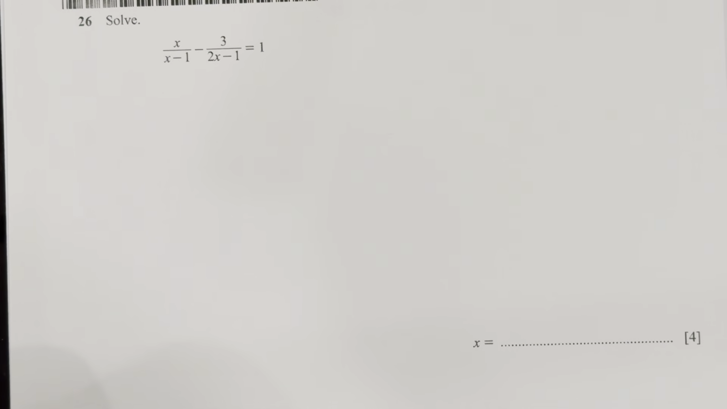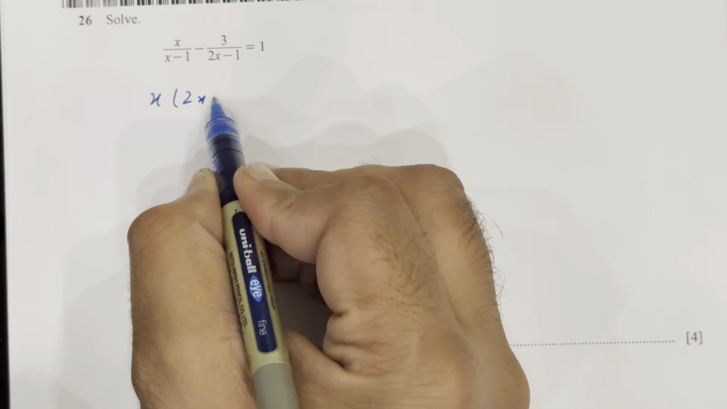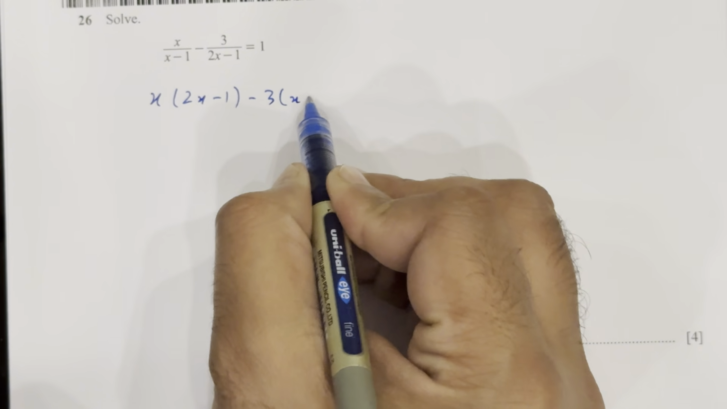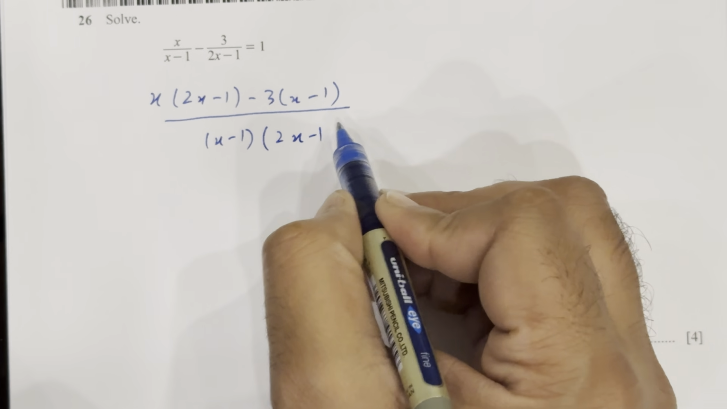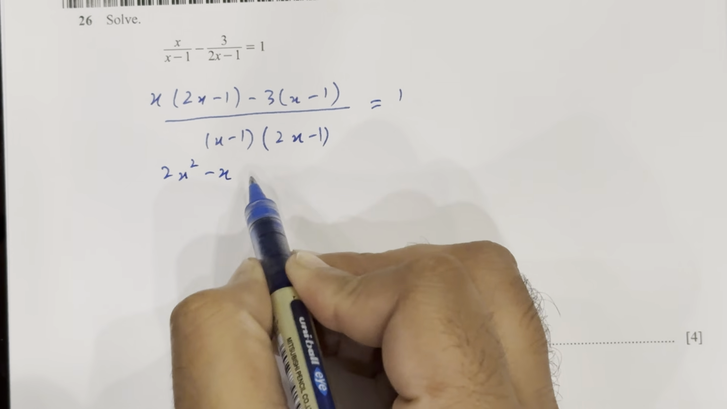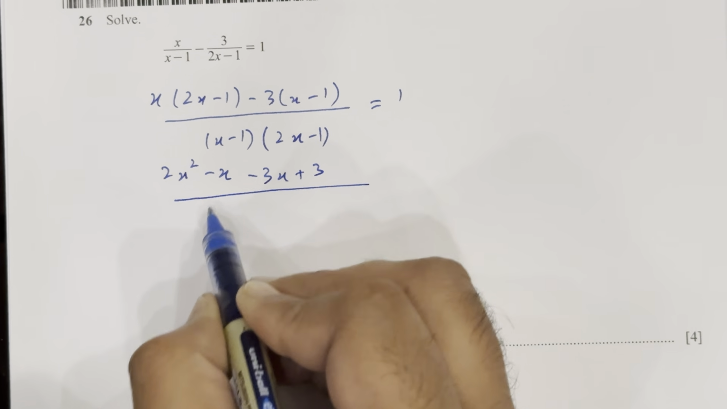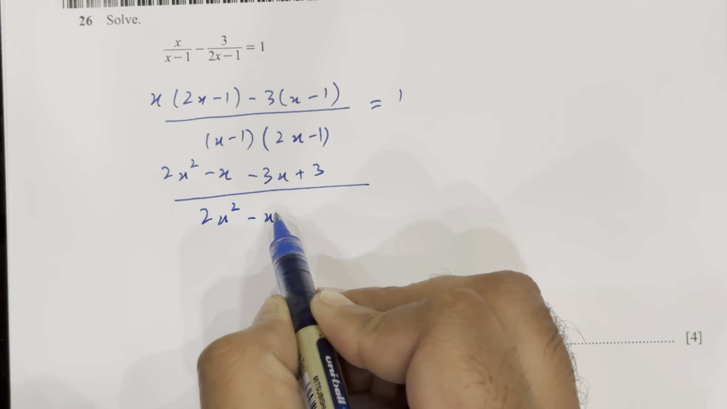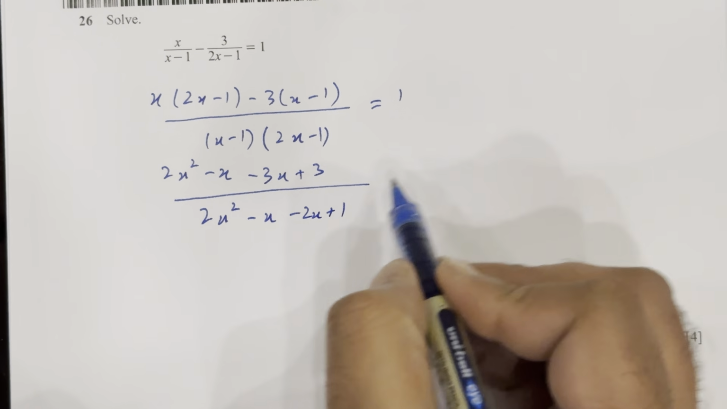Okay, moving to the last question of our paper, that is question number 26, and again this is from the topic of algebra. This is the simple fraction solving question of algebra. You need to take the LCM of it and multiply it by like that. So it would be 2x squared minus x minus 3x plus 3, and you can multiply it like that, 2x squared minus x minus 2x plus 1 is equal to 1.